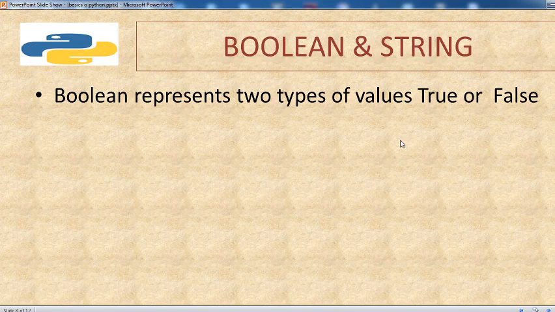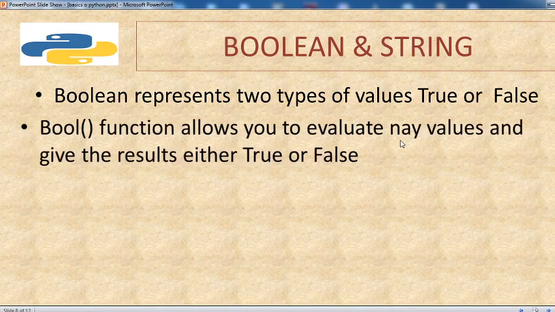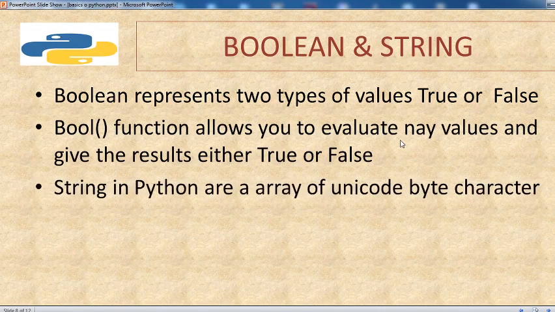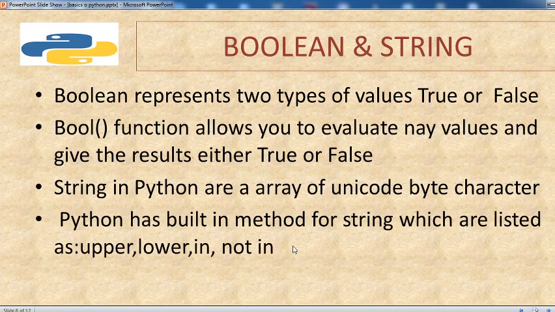Boolean and string. Boolean represents only two types of values, either true or false. So if you want any variable or any function to return a Boolean type of value, in that case you will have to use the bool function. Then string, what is a string in Python? It's an array of Unicode byte characters. Python has built-in methods, which are upper, lower, in, not in.